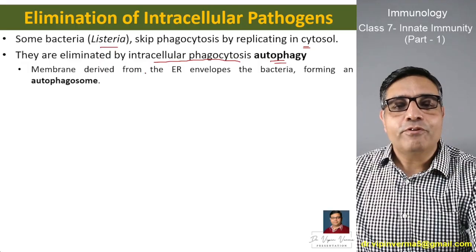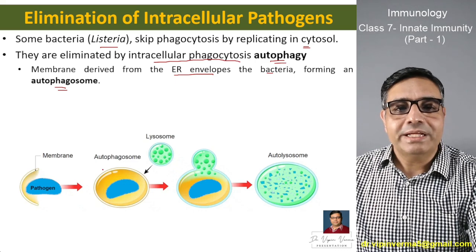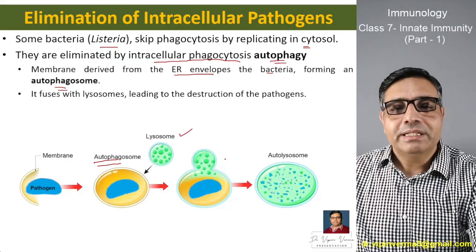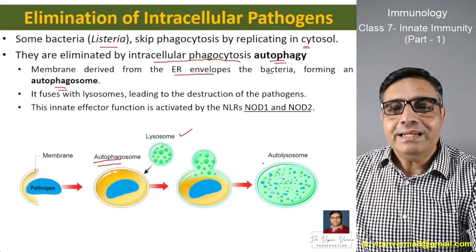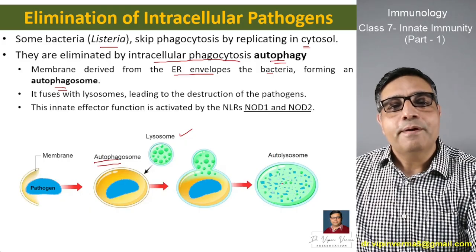So membrane derived from the endoplasmic reticulum envelops the bacteria, forming an autophagosome. Here you can see we have the membrane which is derived from the ER. Then we have the bacteria or pathogen, and this membrane grows and completely envelops this pathogen and forms this autophagosome. Now this autophagosome fuses with the lysosome and forms the phagolysosome, and then again the same process, the enzymes start degrading this pathogen and ultimately you can see the lysis of the bacteria or the pathogen.